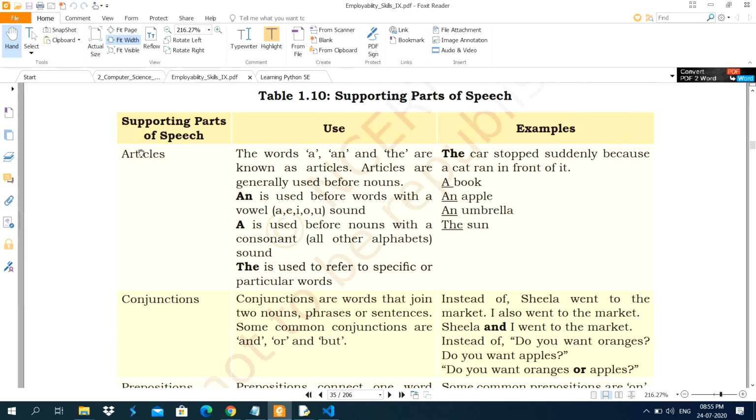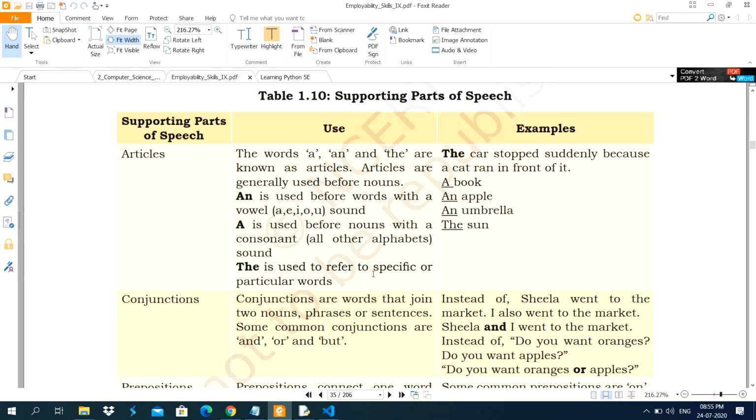Supporting parts of speech. Supporting parts of speech in this table, there is first one, articles. The words a, an, the are known as articles. Articles are generally used before nouns. An is used before words with a vowel sound: A, E, I, O, U. A is used before nouns with a consonant sound, all other alphabets.